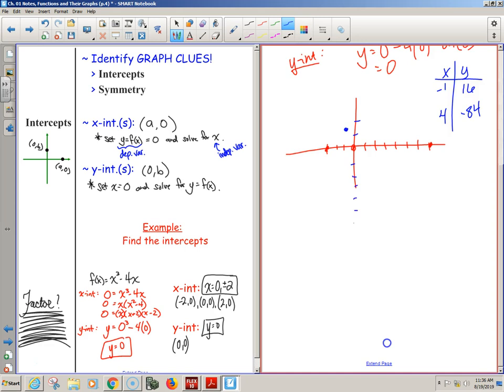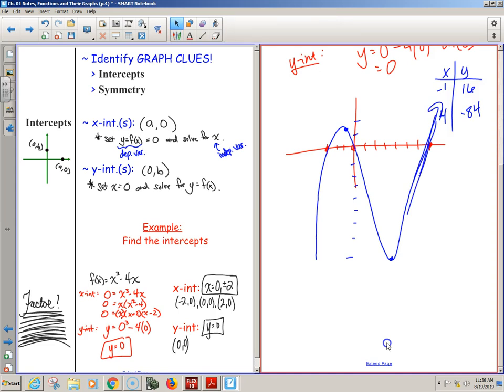10, 20, 30, 40, 50, 60, 70, 80. 4. Oh, I forgot where we are. 4. There we go. So swoop, there it is. Swoop, swoop, there it is, approximately. You're welcome. Okay, are we good?